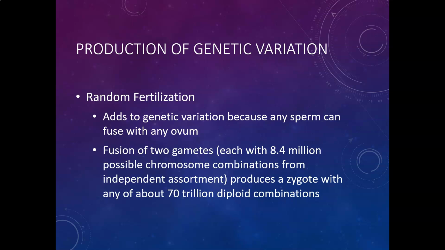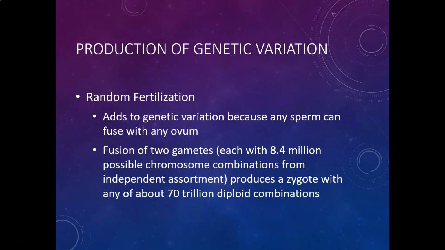Okay, so we can add on independent assortment, we can add on crossing over that adds even more genetic recombination, and then we get random fertilization. And even if we don't account for potential random mating, which also occurs in certain organisms, random fertilization is just talking about the same two mates, the same mom and dad, mating together X number of times, but every time they mate, which egg and which sperm happen to fertilize is completely random too. So we look at the fusion of two gametes.